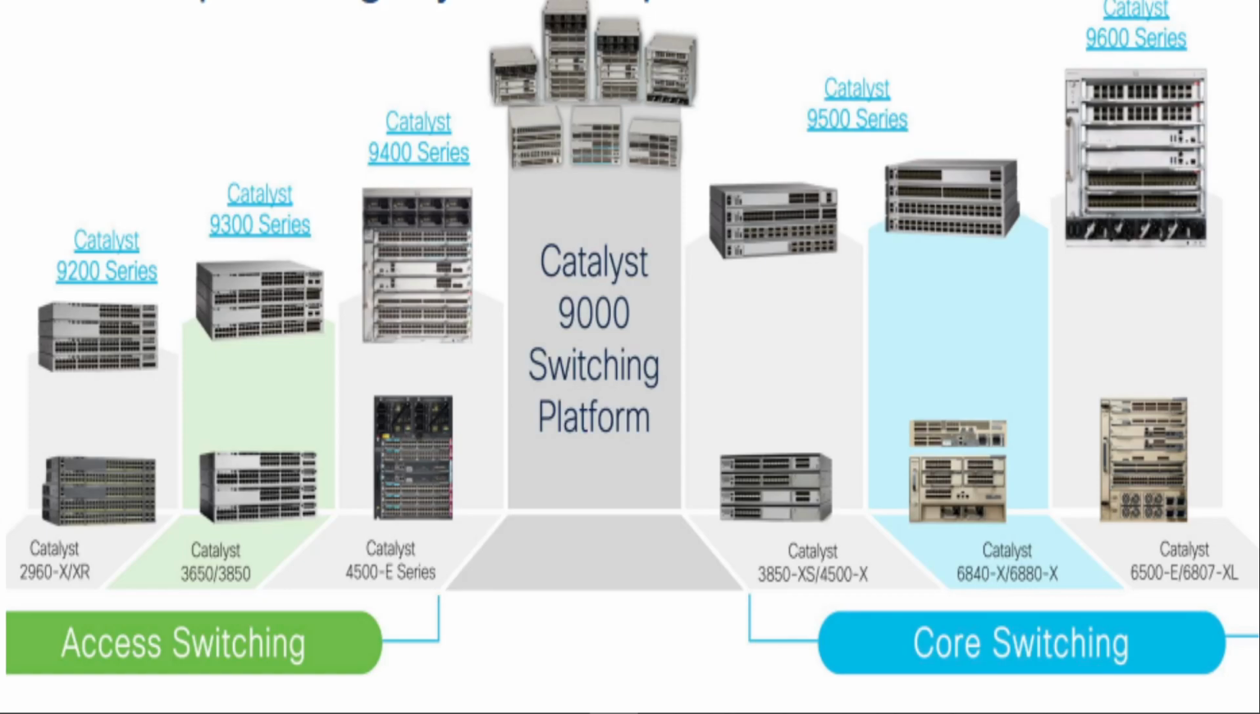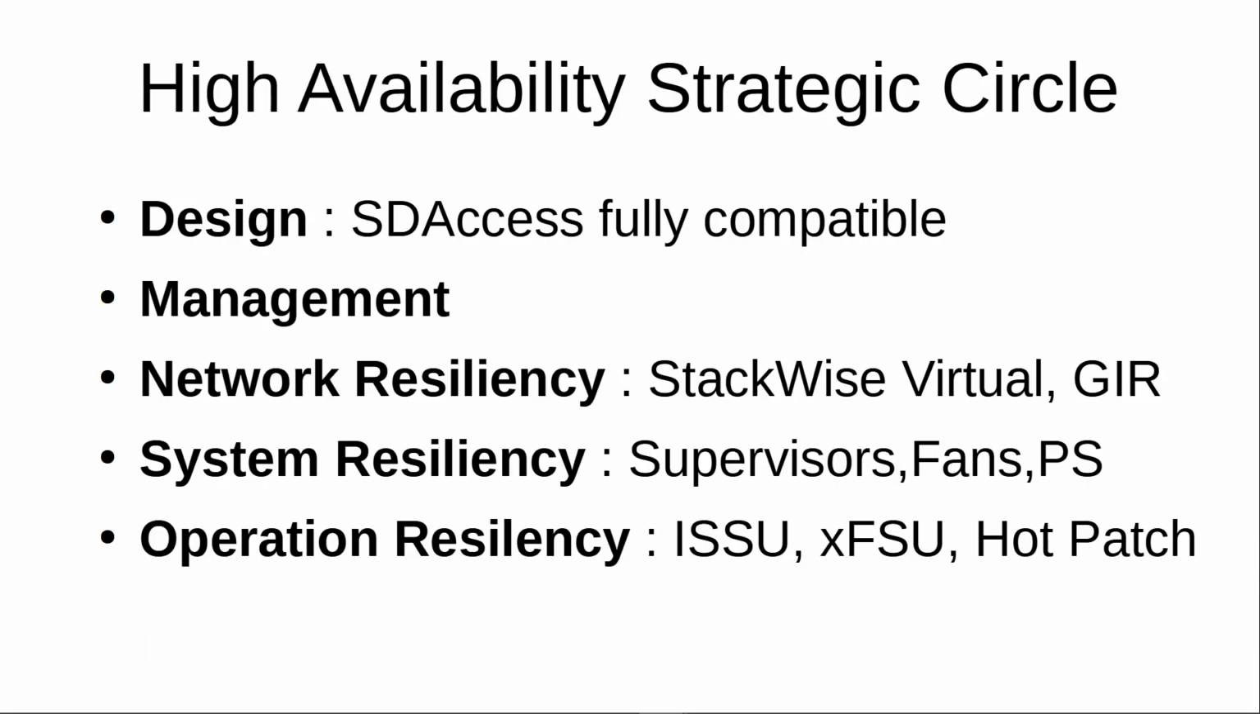Let's talk about high availability features found in the Cisco Catalyst 9000 switching platform. Cisco has something that is known as the High Availability Strategic Circle that goes from design to management to network resiliency, that means using StackWise Virtual or graceful insertion and removal, for instance, to system resiliency, that means using more than one supervisor or having redundant fans and power supplies.